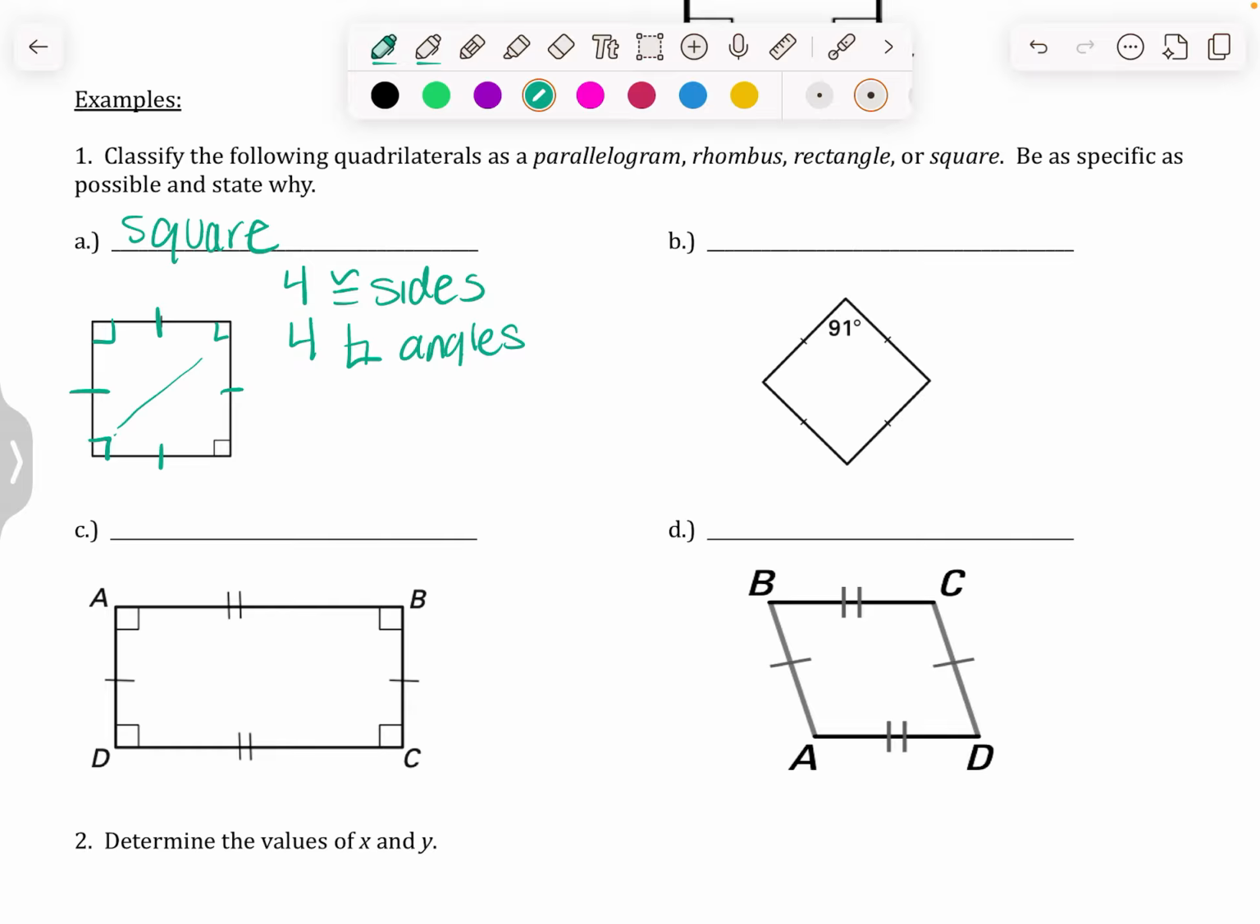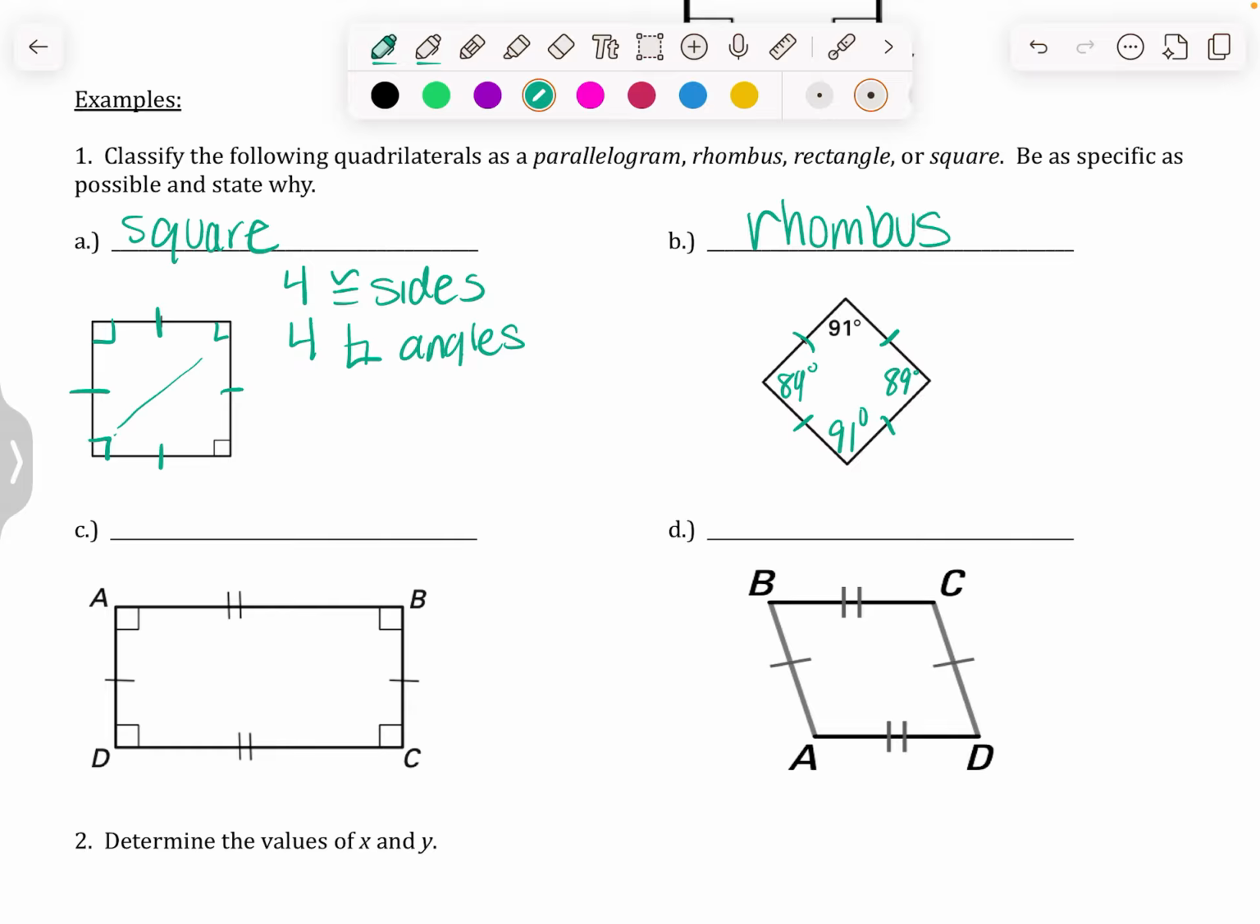All right, so this one is 91 degrees. So we know that this one down here would be 91 degrees, and then the consecutive angles have to add up to 180. So that would mean that these two are 89 degrees. And so that tells me that it is not a rectangle and it's not a square because it's not 90 degrees, but it has all four sides that are the same, so it would be a rhombus.